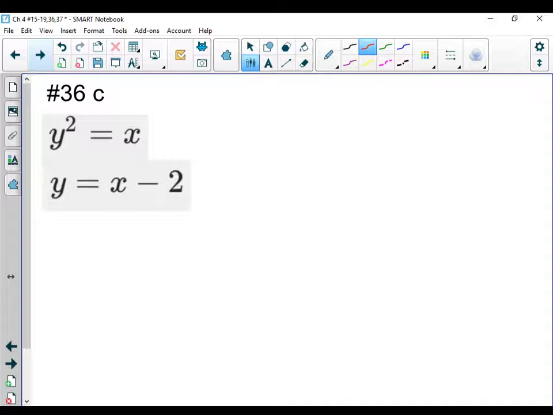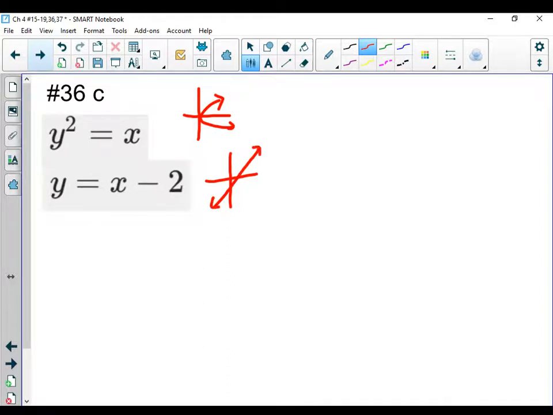Well, before I even start in on things, what I usually like to ask myself is, well, how many solutions could I get here? So if you look at that first equation, x equals y squared is a sleeping parabola. The second one, y equals x minus 2, well, that is a line.